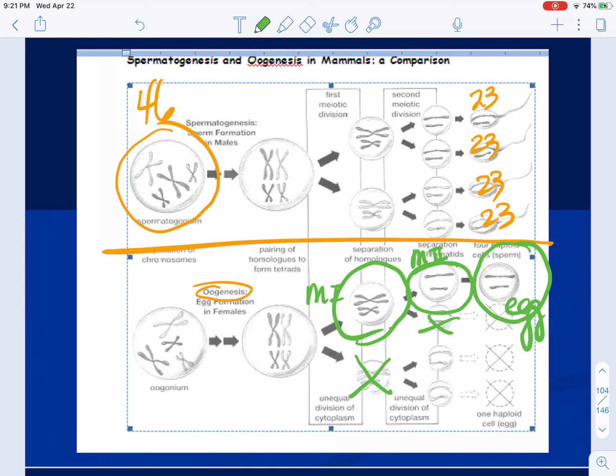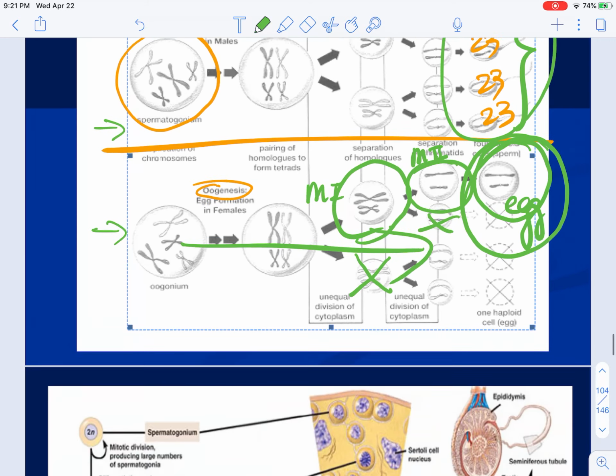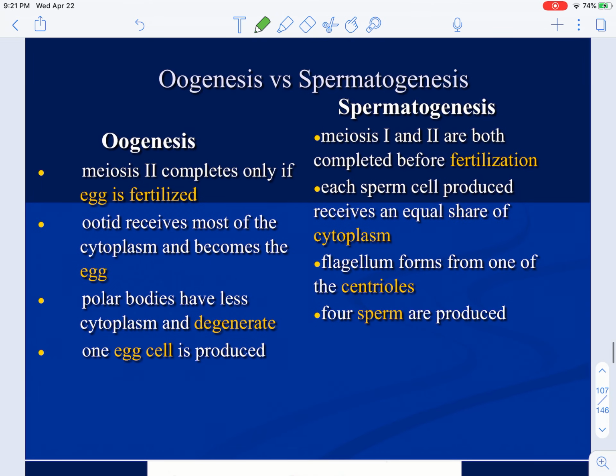So in the end, we get one large egg cell, that's all, one that is released, ovulated from the ovary, whereas sperm, you'll have 4 of them. So whenever you get a question about comparing how sperm are formed compared to how eggs are formed, sperm will have 4 resulting cells from spermatogenesis, and eggs will have 1 resulting cell from oogenesis.